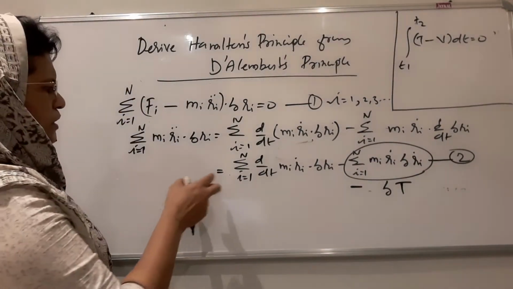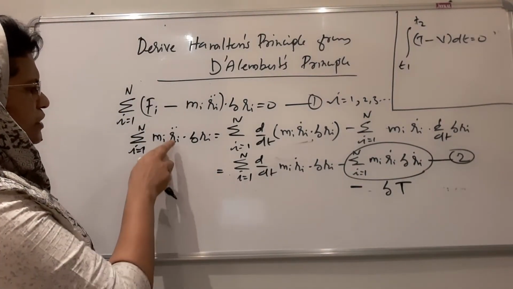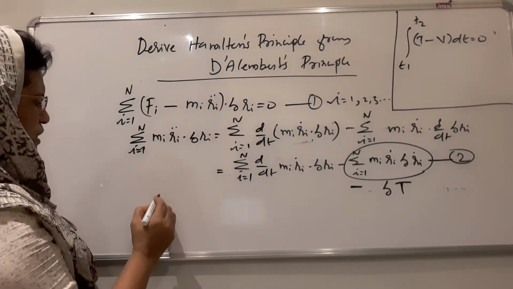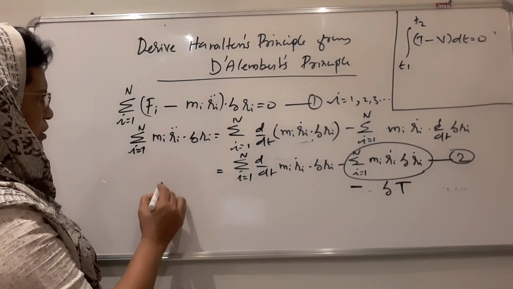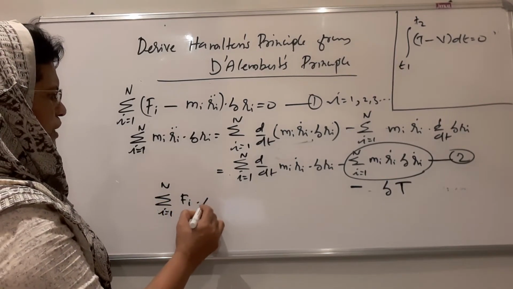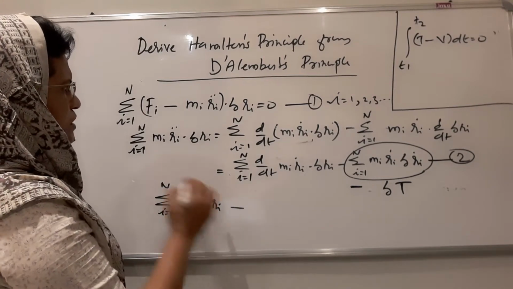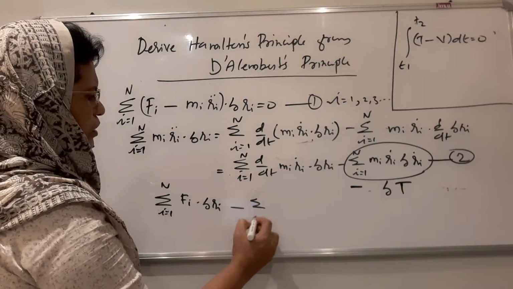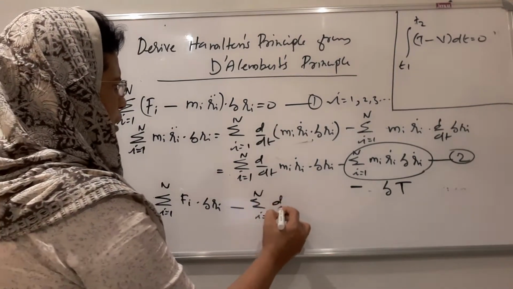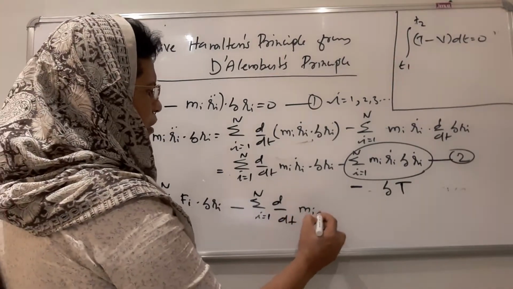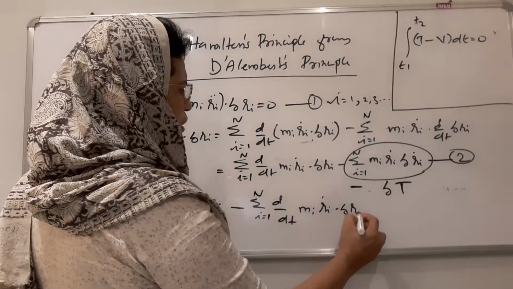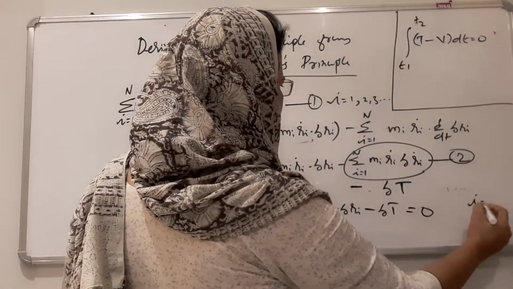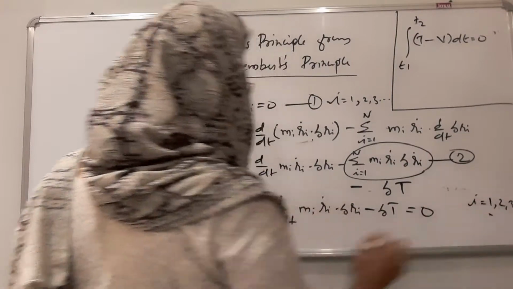Now, we can write on the left hand side the second part of the first equation. Therefore, we can substitute into the first equation, right? Sigma i equals 1 to n F_i dot delta r_i minus the second term, which is sigma i equals 1 to n d by dt of m_i r_i dot delta r_i, minus delta T is equal to 0, where i is equal to 1, 2, 3, 4, etc.